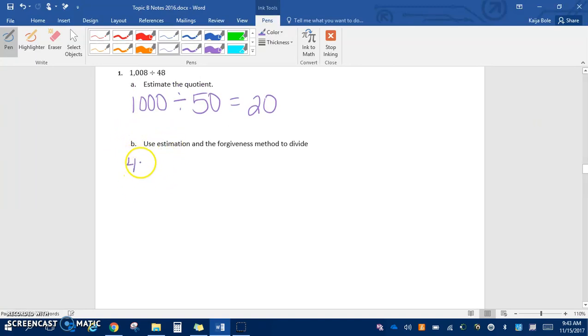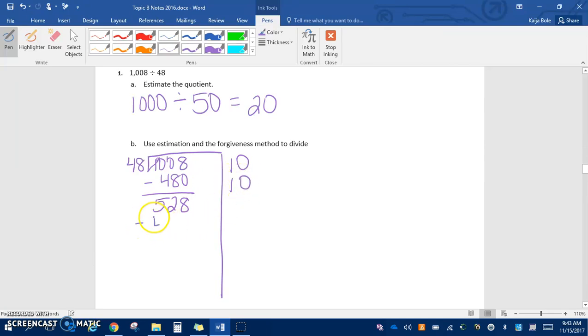Alright, so we have 48 on the outside, and then 1008 on the inside. Draw your line all the way down. We know that we need to be somewhere close to 20, so let's start by taking out 10 groups first. We know 10 times 48 is 480, so we're going to subtract 480. This is an 8, and we have to borrow, this is a 9 and a 10. So this is a 2, and this is a 5. And so we're left with 528.